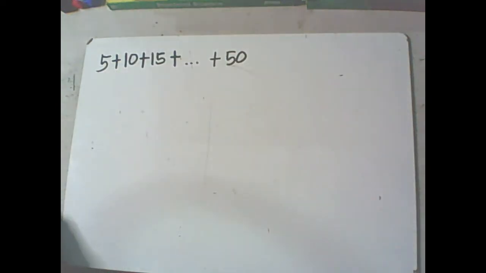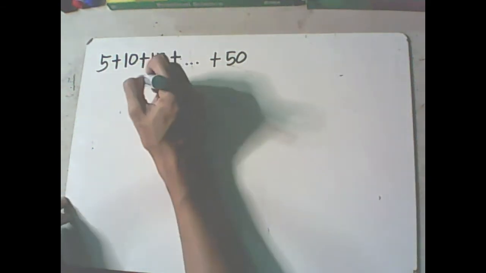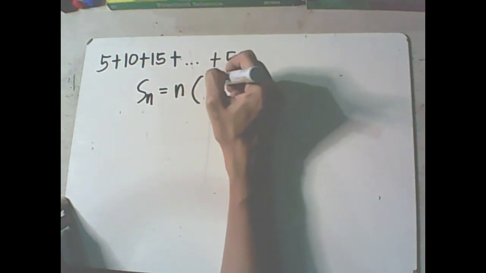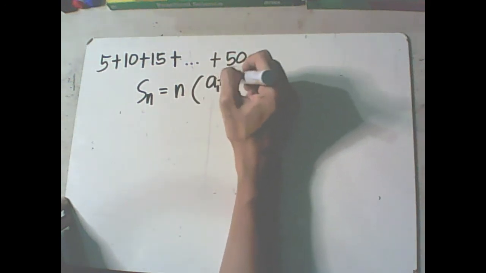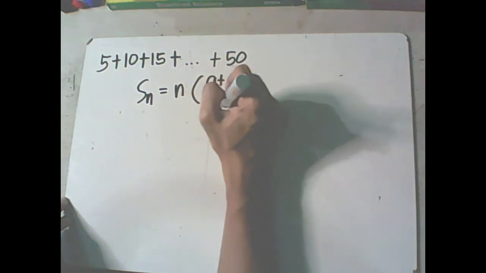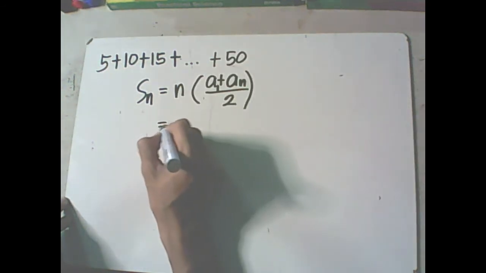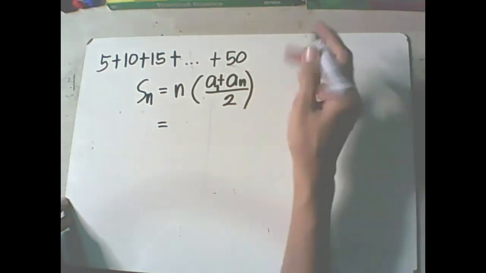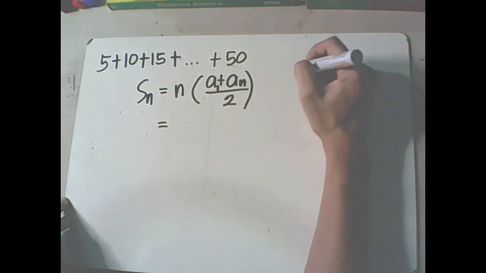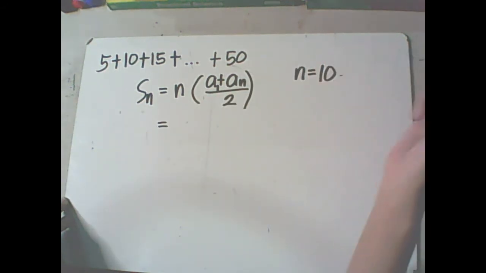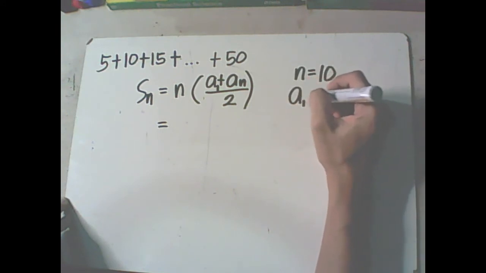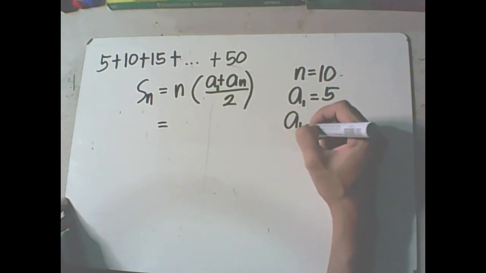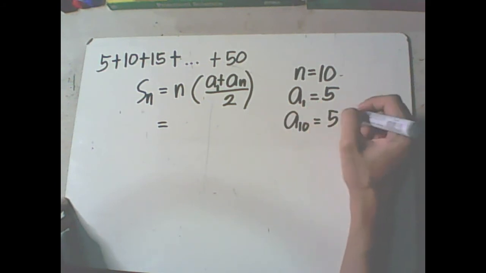Another way of answering this is through using the equation S sub n is equal to n times the quantity of a sub 1 plus a sub n all over 2. So how many terms again do we have from 5 to 50? How many terms are there? Yes, that's 10. So our n is 10. How about our first term? The first term is 5. The last term, which is the 10th term, is 50.